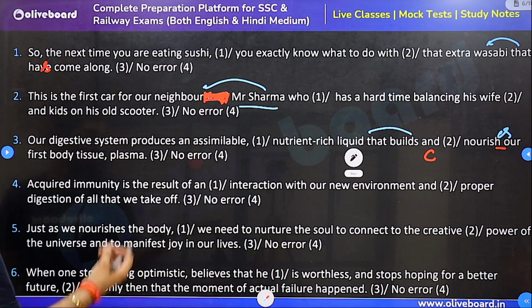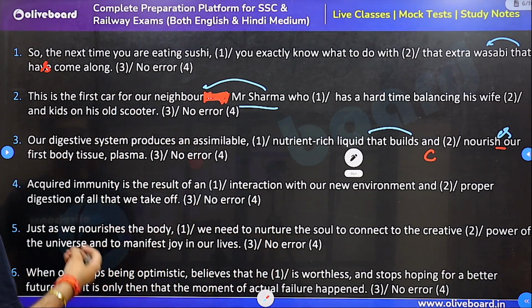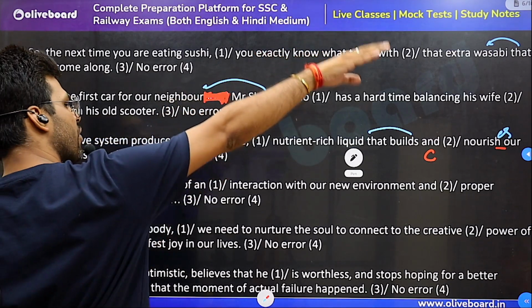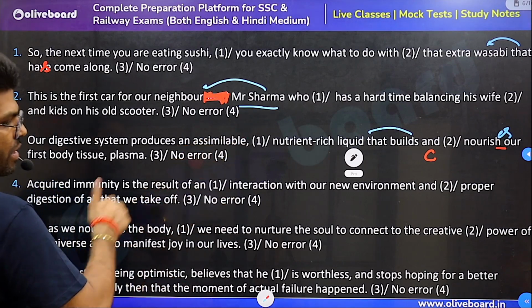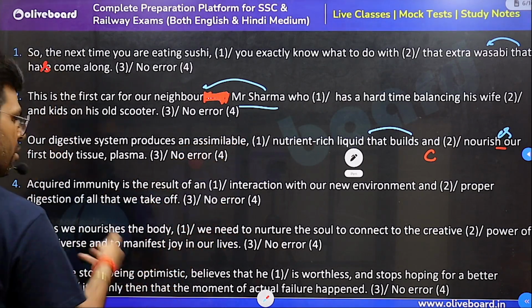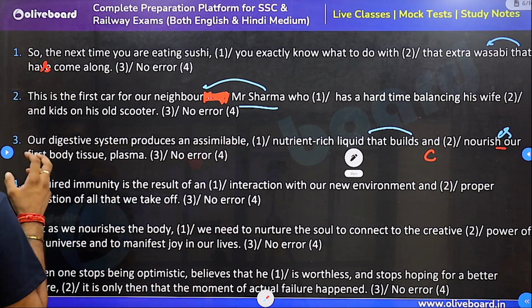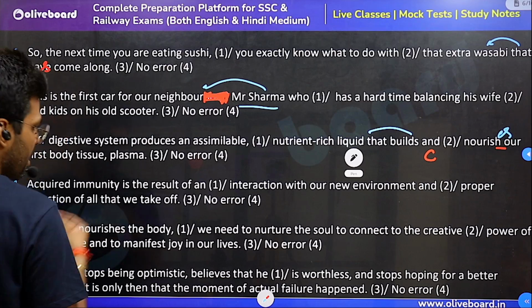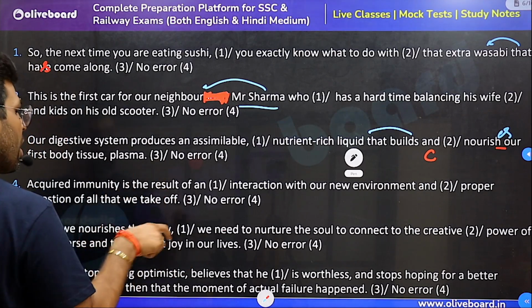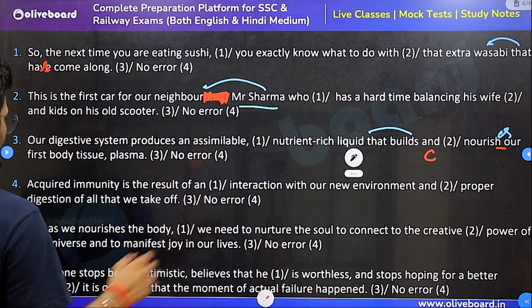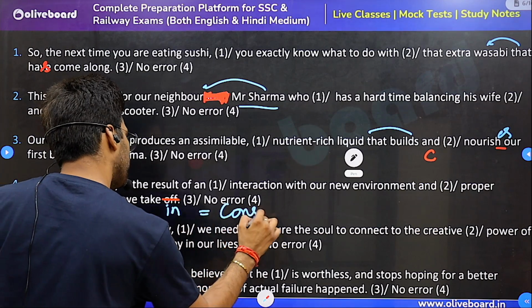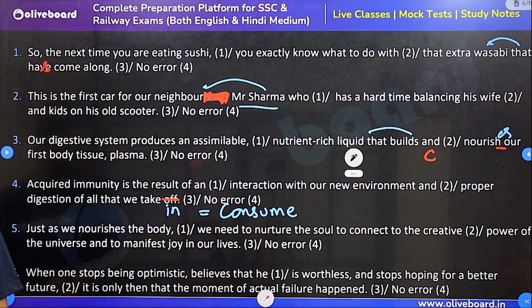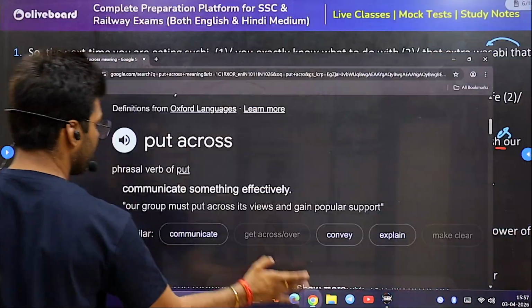Acquired immunity is the result of an interaction with our new environment and proper digestion of all that we take off. Take off is for planes and all. We are not taken off this time. Take off is to succeed also, for a business and such. That's not the context either. Acquired immunity is the result of an interaction with our new environment and proper digestion of all that we take in. The phrasal verb, which is to consume, take in, not take off.